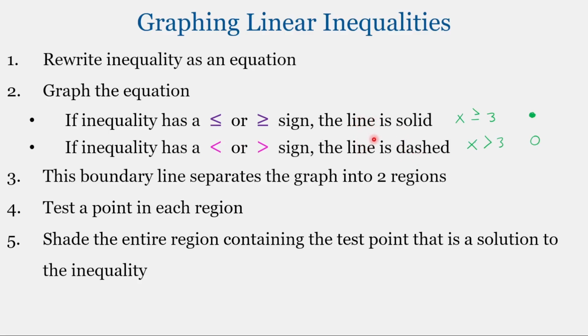So once we have our line drawn, this boundary line now separates the graph into 2 regions. We need to test a point in each region. Now, one of those test points will give a true statement. We will shade the entire region containing that test point. And every point that is in that region is a solution to the inequality.